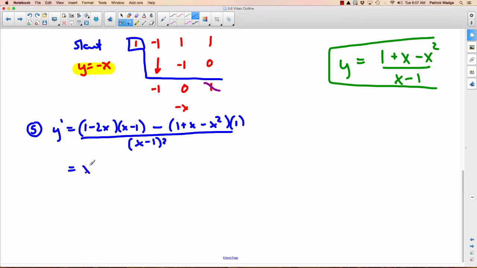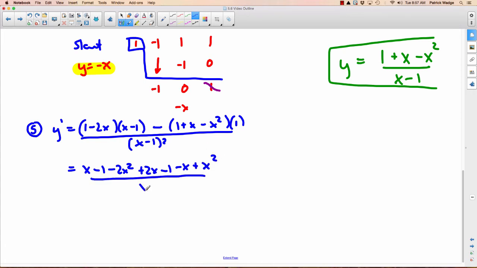1 times x is x, 1 times -1 is -1, -2x times x is -2x squared, -2x times -1 is plus 2x, minus, this is just multiplied by 1, so that makes no difference, but we have to change the signs of everything here because we have -1, minus x, and minus is plus x squared.